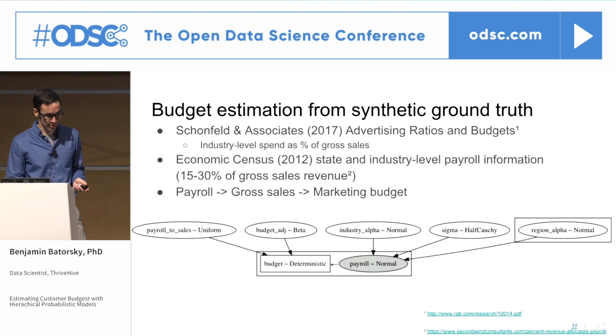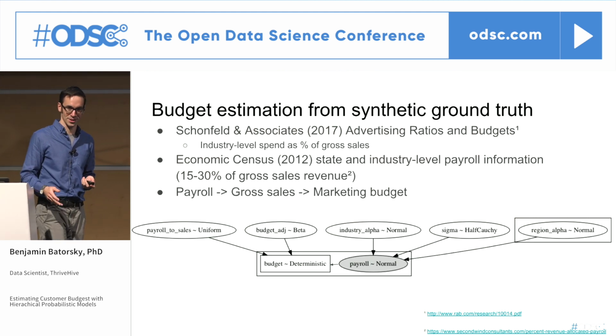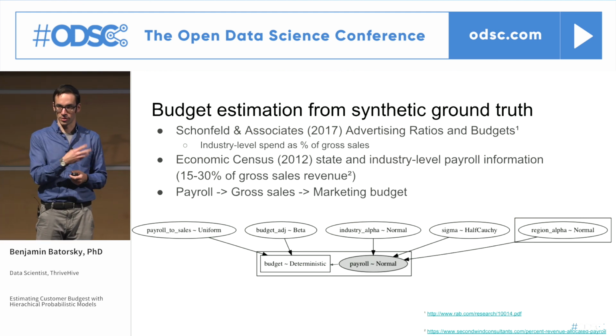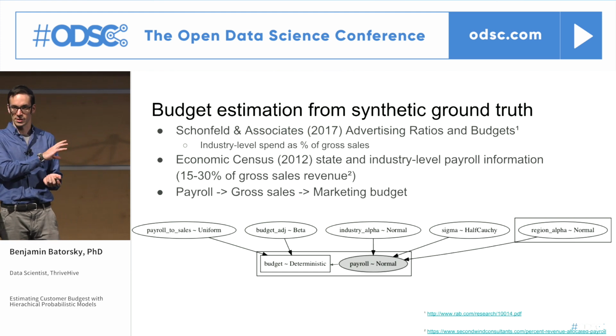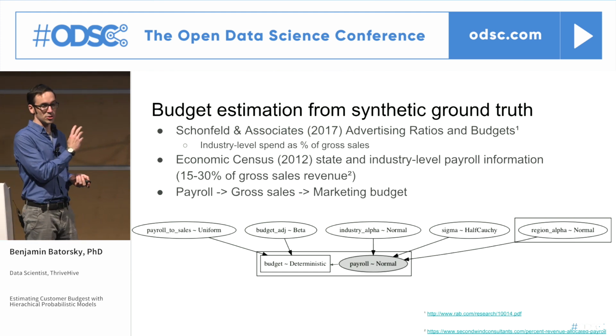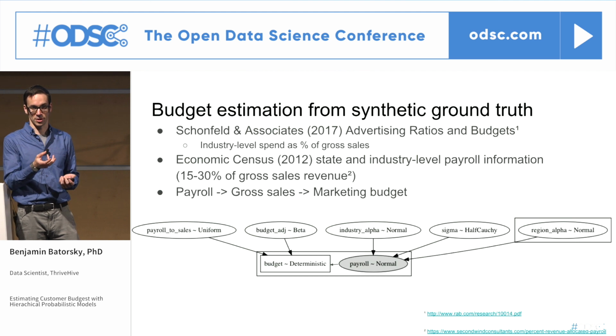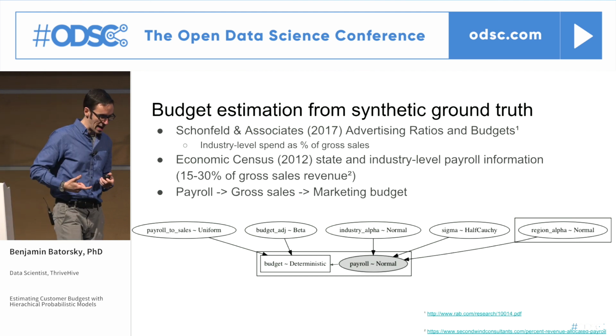So I also promised to talk about budget estimation, right? We have the spend model that works reasonably well, or we're somewhat satisfied with what it's outputting. Now let's talk about the actual budget estimation. And as I said, we don't have a ground truth here.